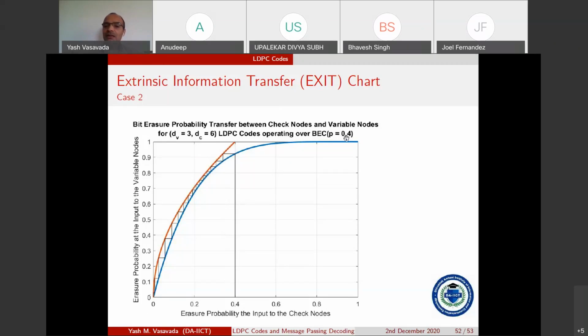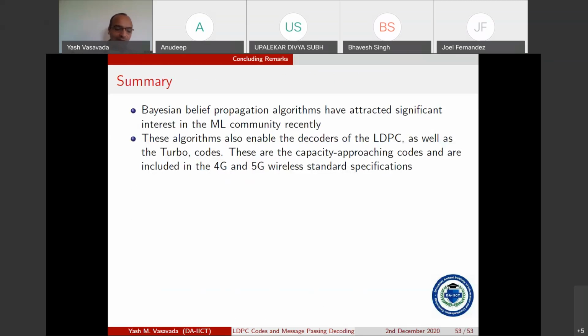I haven't shown that here, but if I make this p equal to 0.43, then this tunnel will close. The red and the blue will touch each other, which shows that the staircase cannot be built. It doesn't have a passage through 0, which means that the algorithm will not converge. So that is the idea behind the extrinsic information transfer chart.